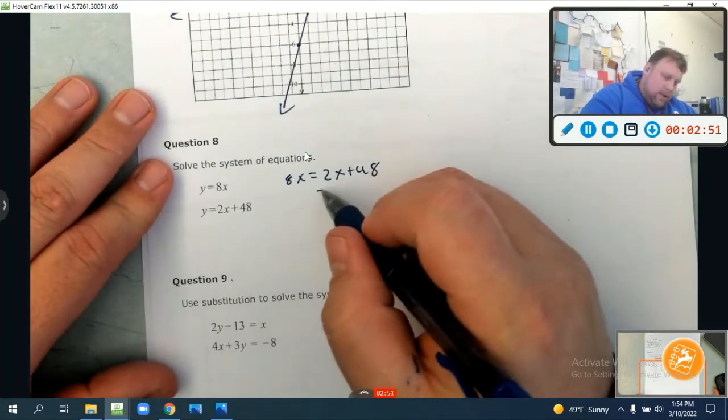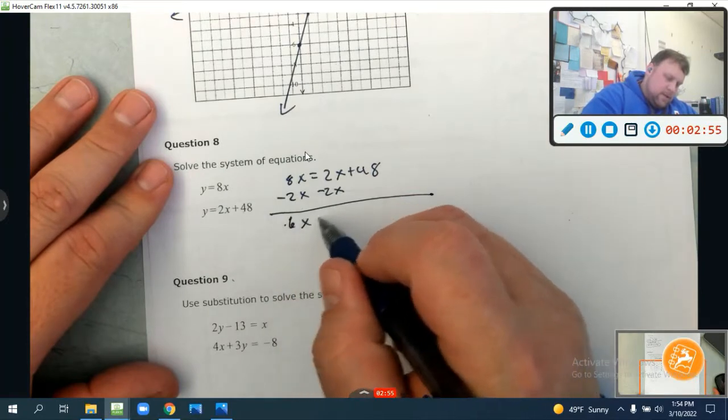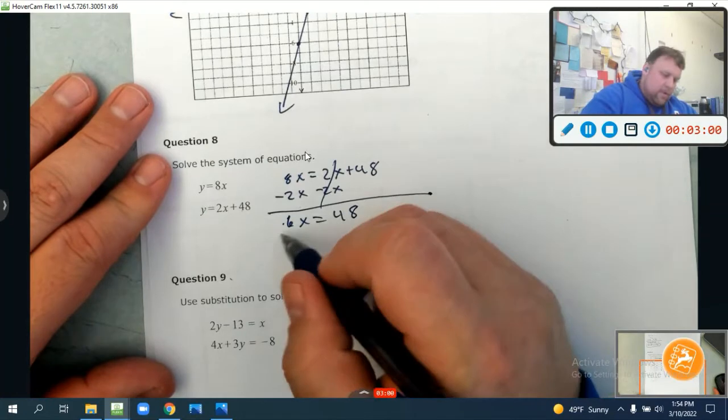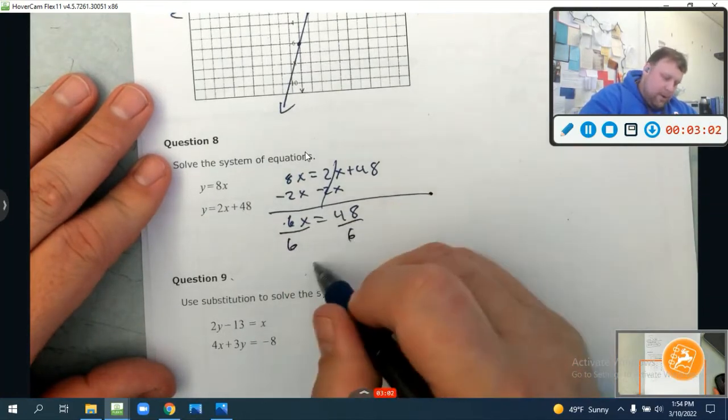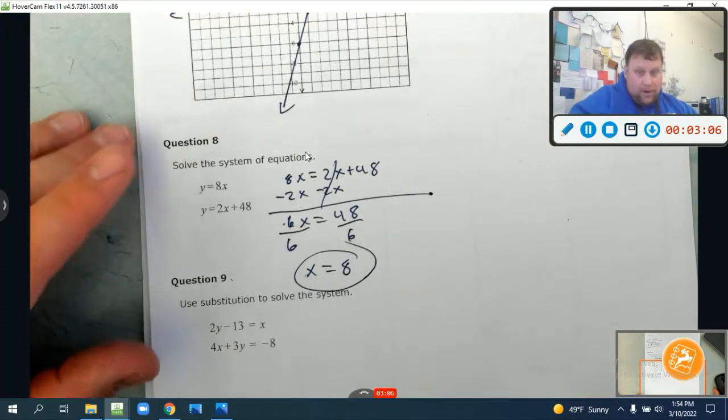I want to go ahead and subtract 2x to get all the x's on one side. I get 6x equals 48 because that just crosses out, right? Then we're going to divide both sides by 6, and boom, x equals 8. We're not done, though, because now we need to solve for y.